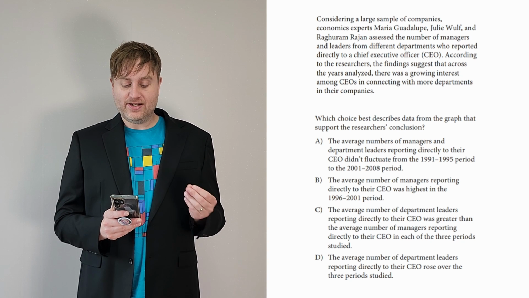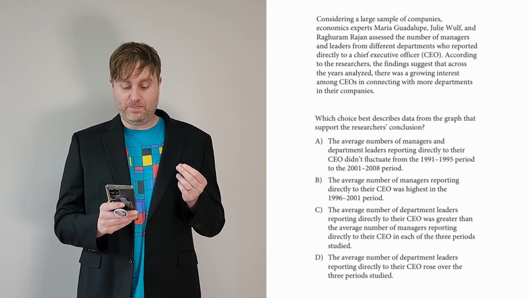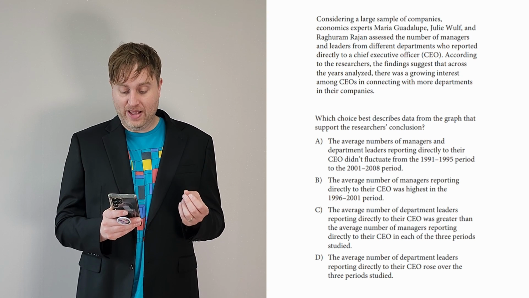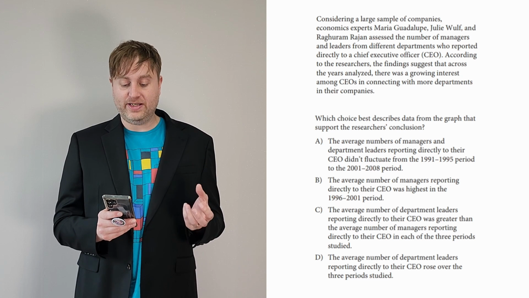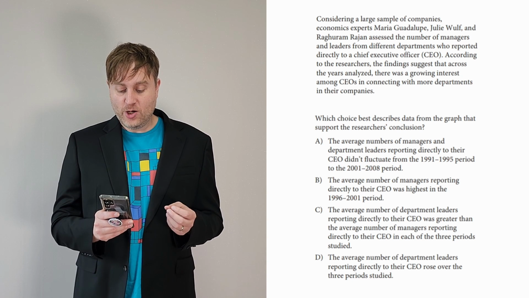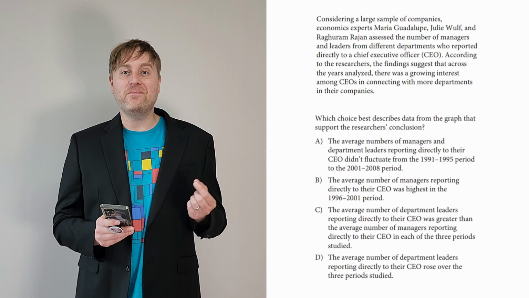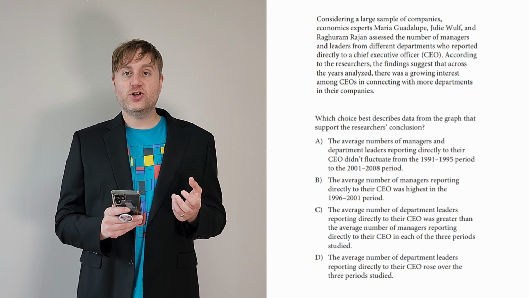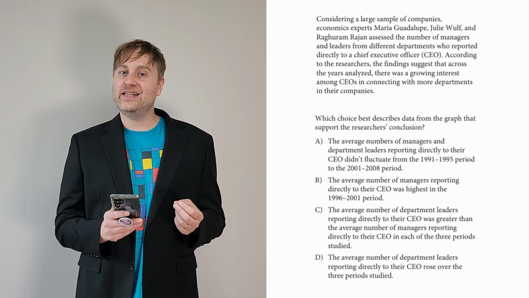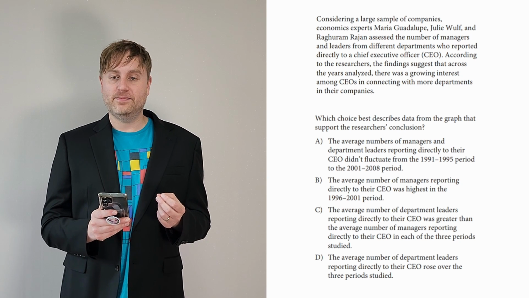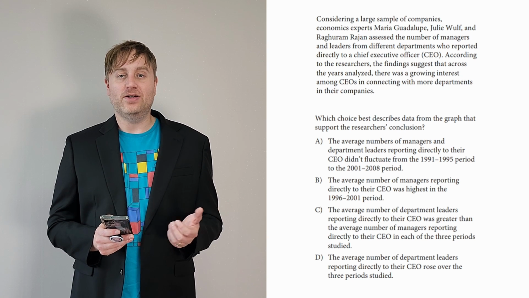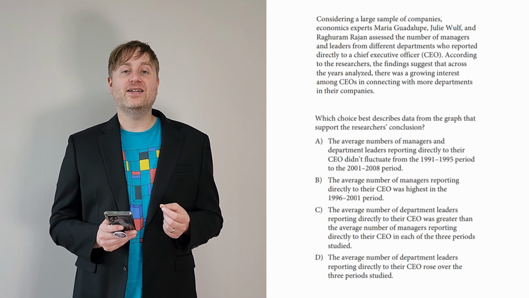Now, answer A does relate to CEOs connecting with departments, but it doesn't show an increase in interest over time because it says the number of department leaders reporting directly to their CEOs didn't fluctuate, which means we eliminate it and move on to B. The average number of managers reporting directly to their CEO was highest in the 1996 to 2001 period. Now this one is even easier to eliminate because it doesn't relate to departments at all, so we can cross it off and move on to answer C.